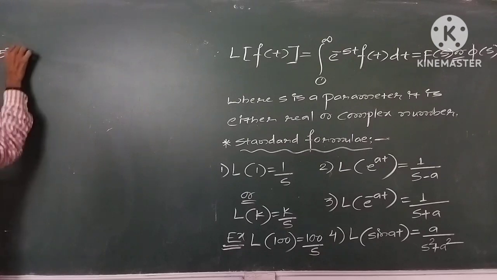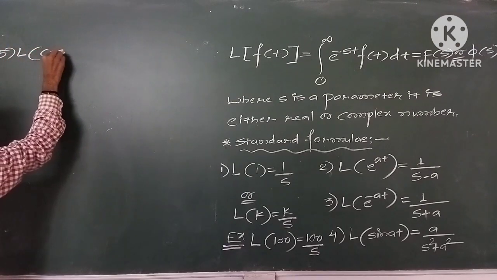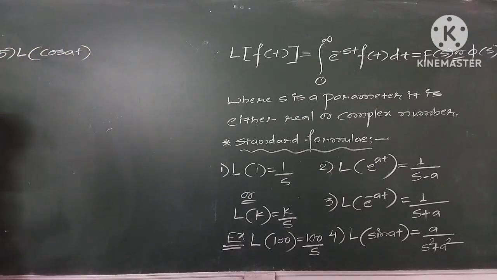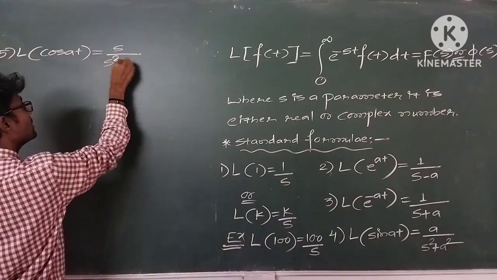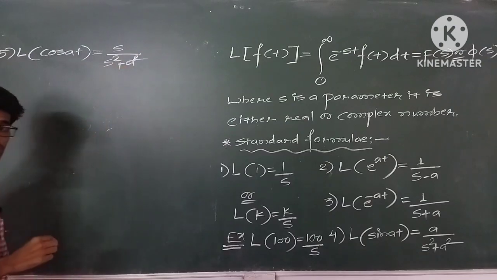Next one, Laplace transform of cos at. Laplace transform of cos at is equal to s divided by s square plus a square.